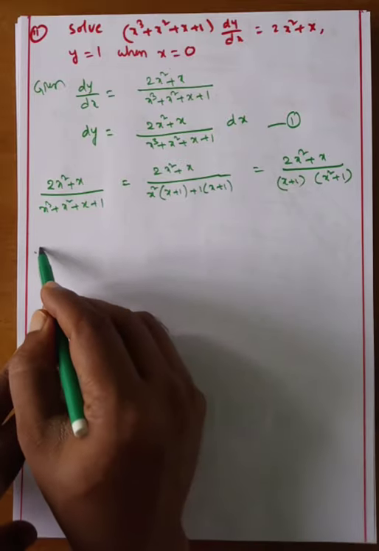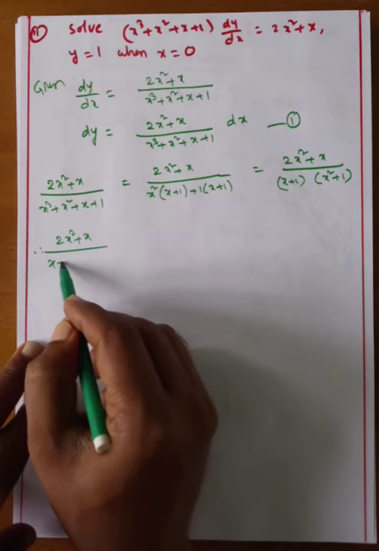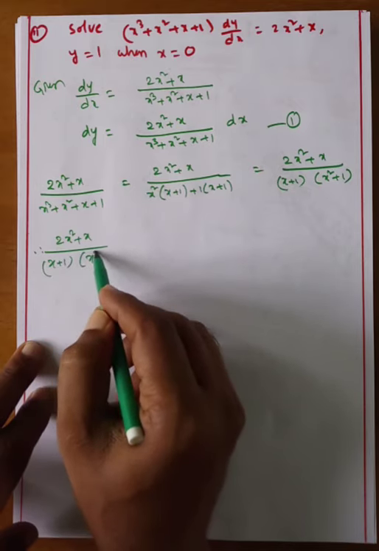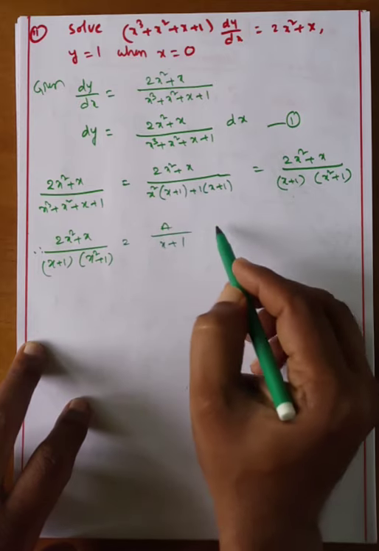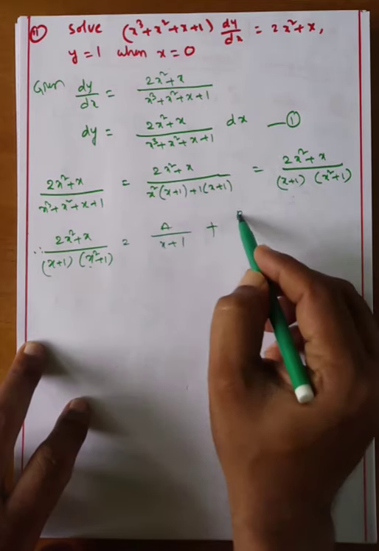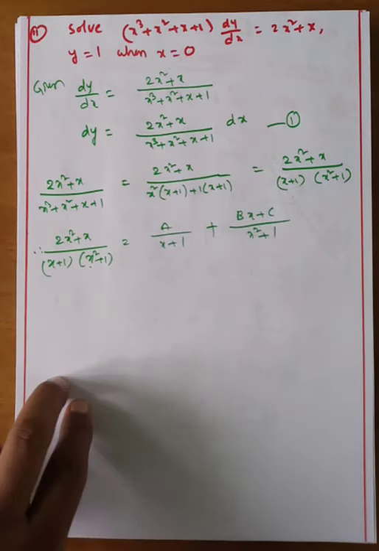Therefore 2x square plus x by (x plus 1) into (x square plus 1) is equal to a by x plus 1, the linear factor, plus bx plus c by x square plus 1, the quadratic. I hope that you understood or not.